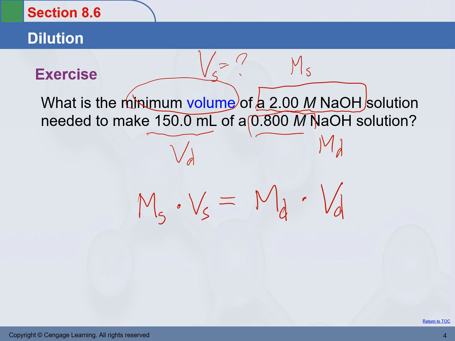When you use this, the V could be in milliliters, could be in liters, as long as the two, Vs and Vd, are in the same unit. They don't have to be in liters only. It could be any volume unit as long as the two are in the same unit. So we're going to use milliliters directly. We do not need to convert to liters.